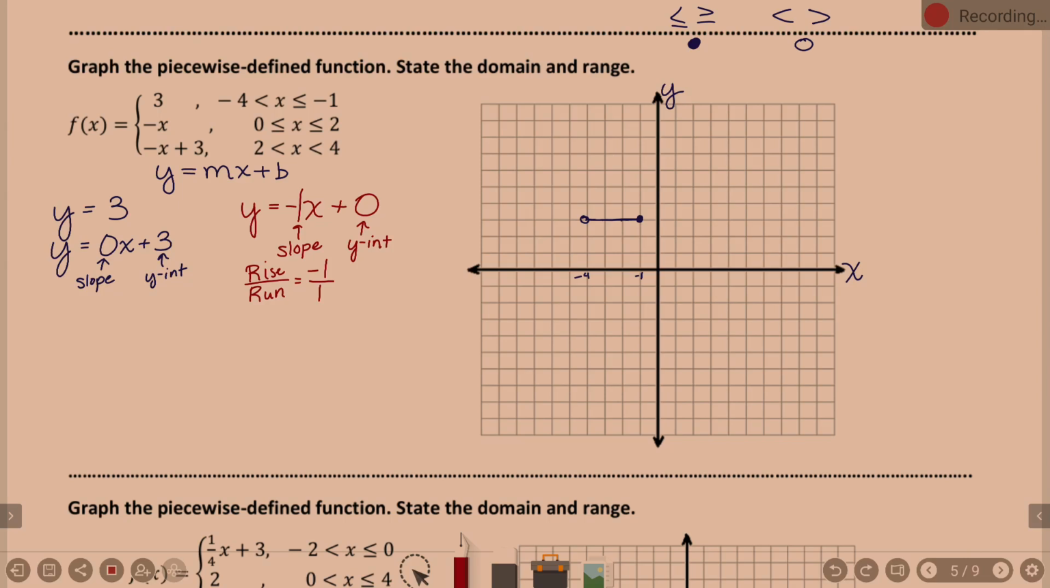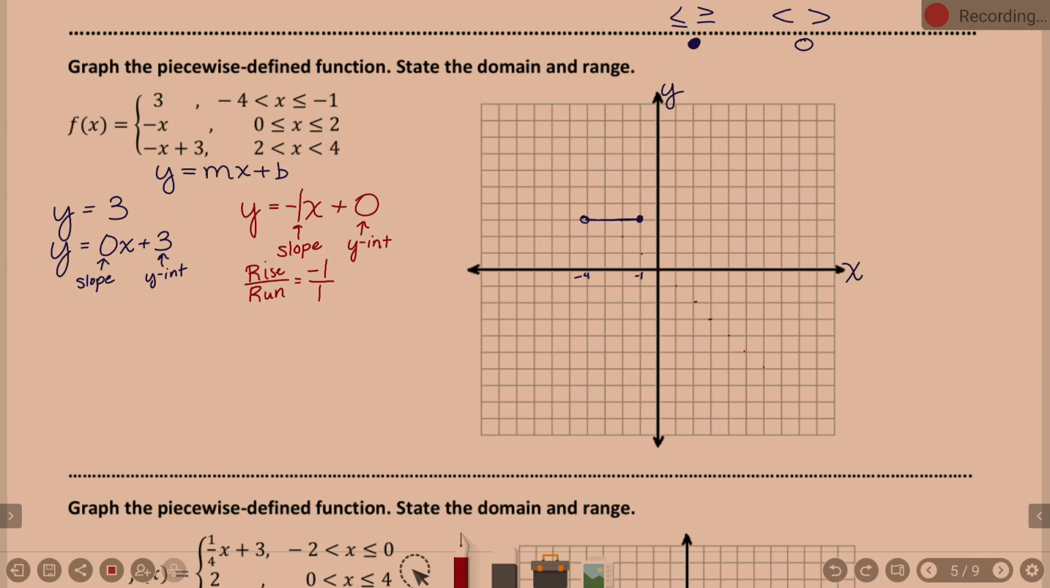A y-intercept of 0 means my starting point is here. Rise -1, run 1 means rise negative 1 is down 1, run 1 is right 1. Down 1, right 1. Down 1, right 1. Do I need all of these dots? No. You can also reverse it and go up 1, left 1. I'm just putting my line in place. I don't need all those dots though, because we have a restricted domain.